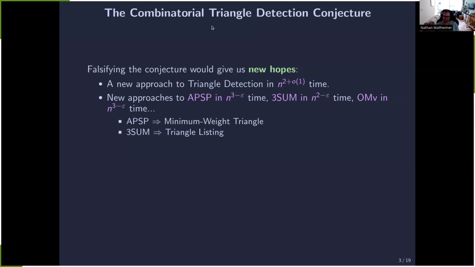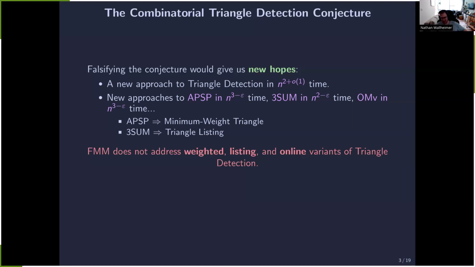which hopefully we will be able to solve using more combinatorial techniques than what we currently have. In this problem, we are given a matrix. We have to pre-process it, so that given a vector, we need to compute the product of the matrix and the vector efficiently. The problem is that fast matrix multiplication does not address this variant. It does not address weighted, listing and online variants of triangle detection. So it will give us a new hope to tackle any of these variants.